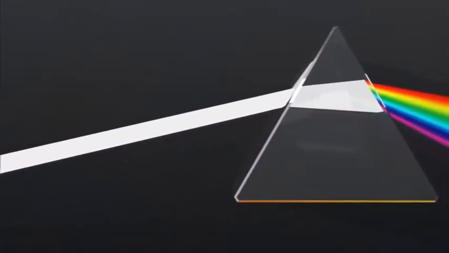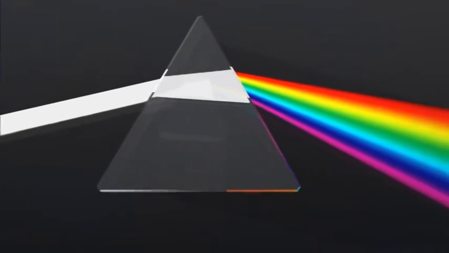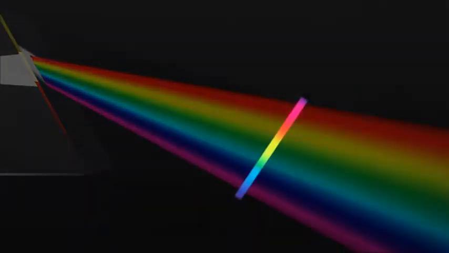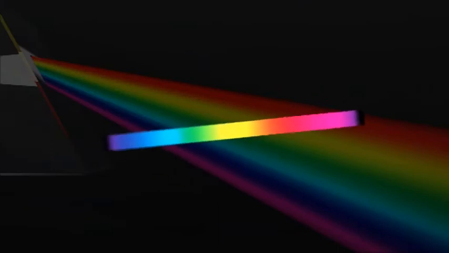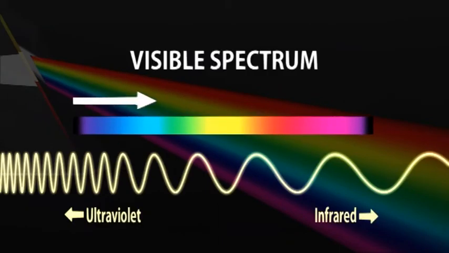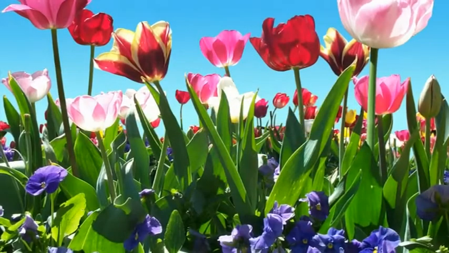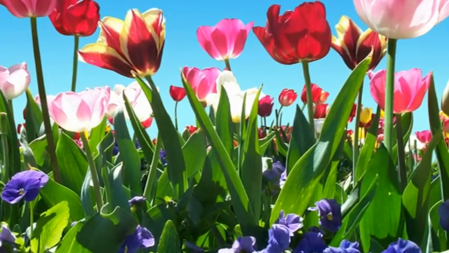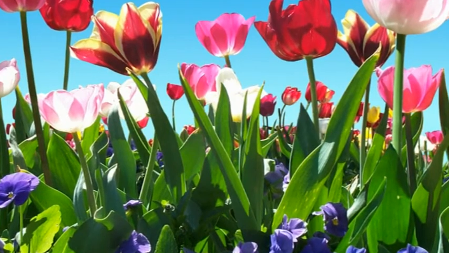When we pass sunlight through a prism, the colours of the rainbow can be seen. They are a part of the electromagnetic spectrum and emerge from invisible ultraviolet through violets, blues, greens, yellows, oranges and reds, and then disappear into the infrared. But how does colour come about? Why are these tulips red and pink, and why are the leaves green?